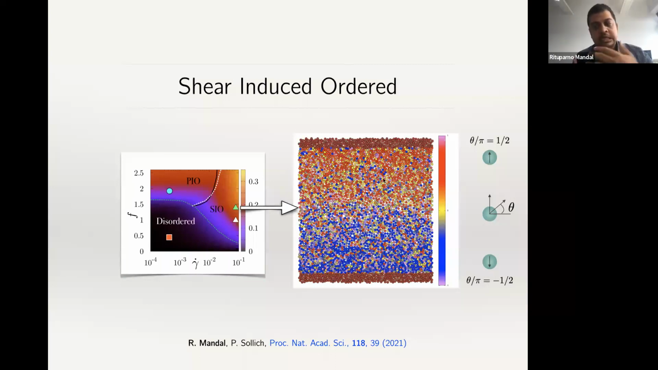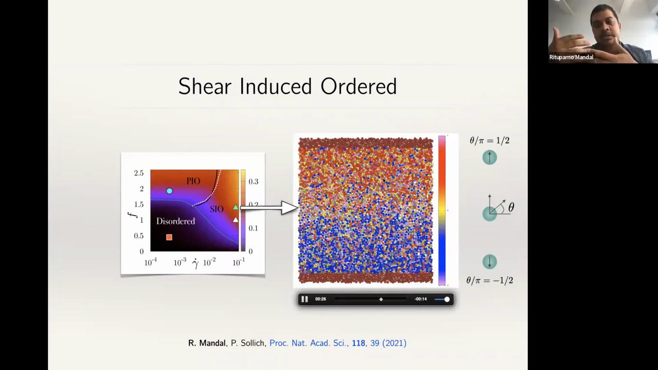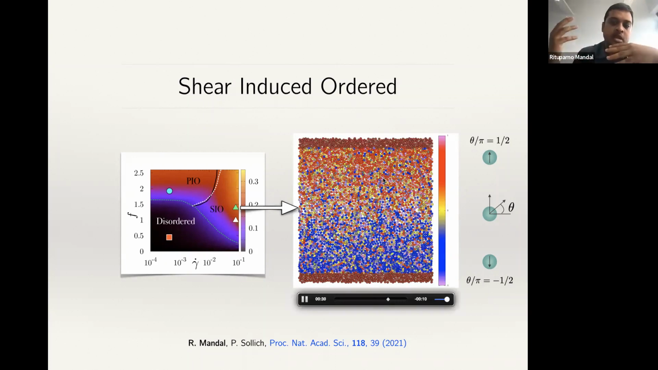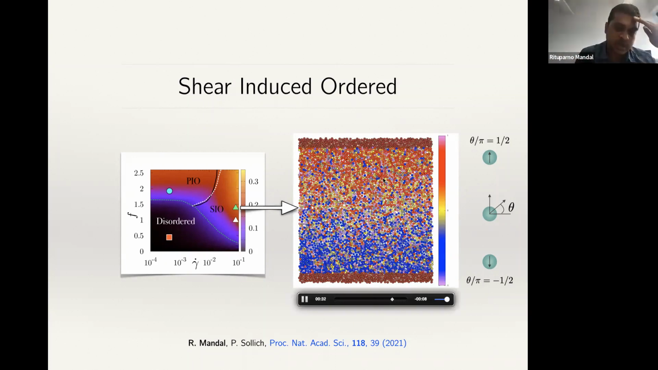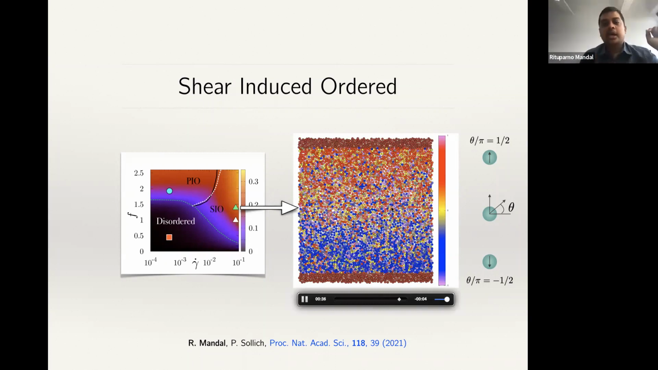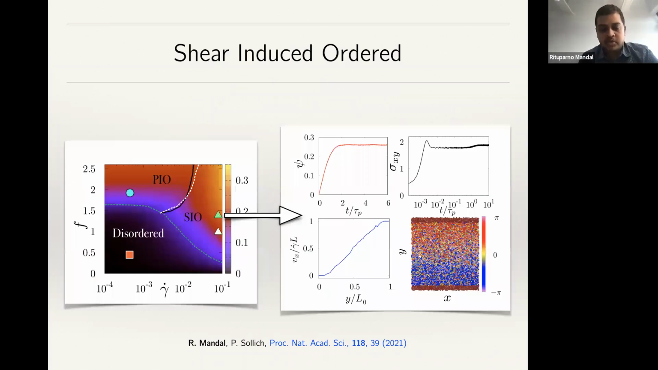Right? So you see that as I'm driving, the system is getting segregated in regions where they have a preference either towards pointing up or towards pointing down. And the particles in the middle are more towards right or towards left. So we look at this state more carefully. We see that the velocity profile in this state is linear, which is reasonable considering you have a finely flowing material. And then the stress also increases initially because of some elastic response, and then there is yielding, and then goes to a steady state.